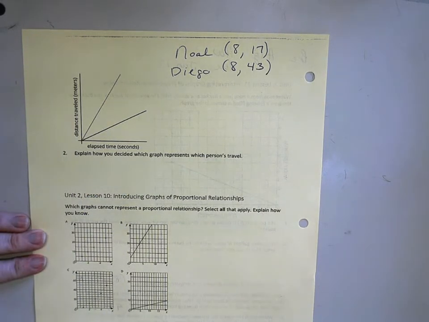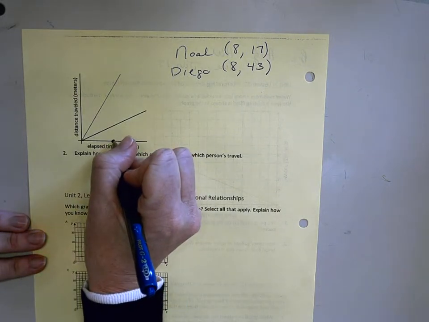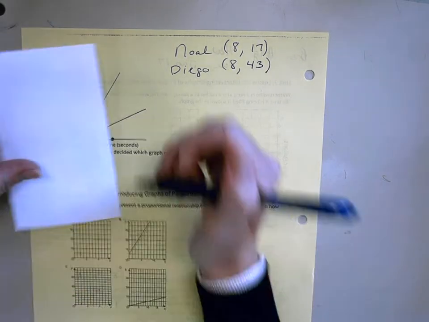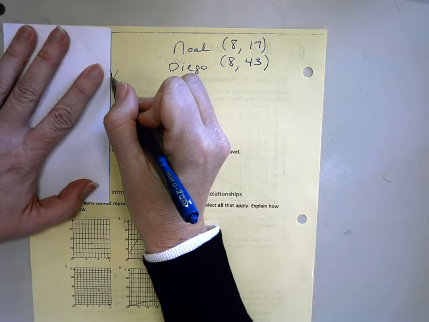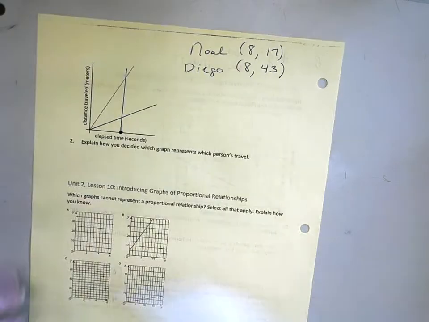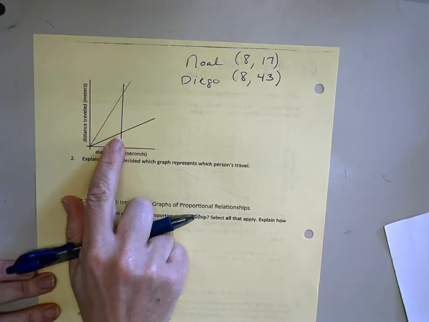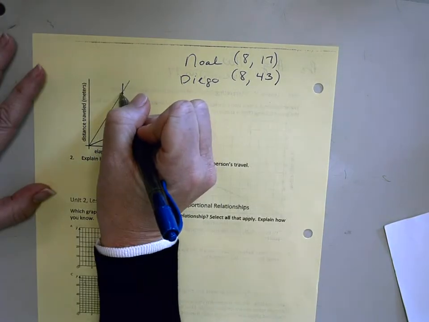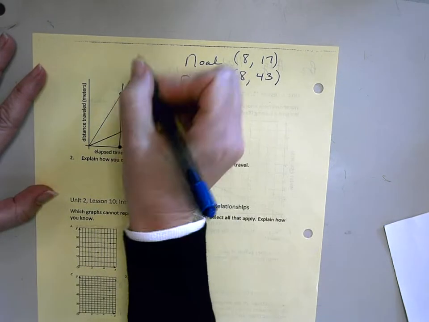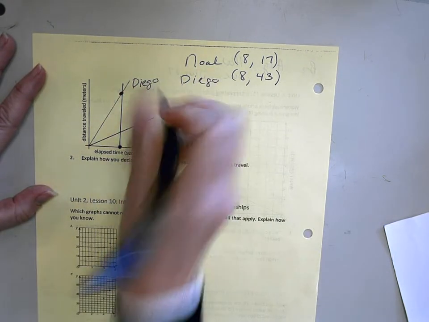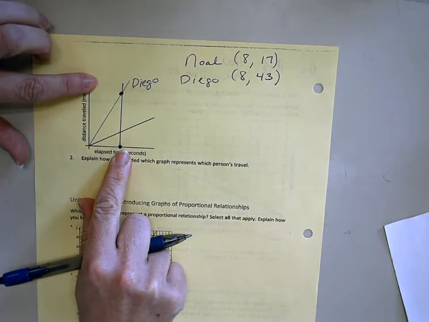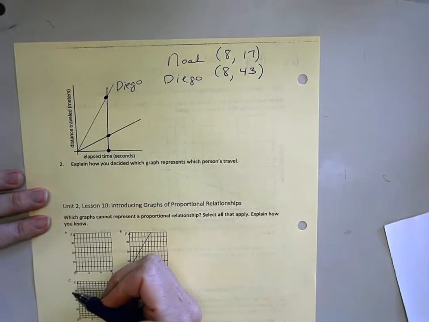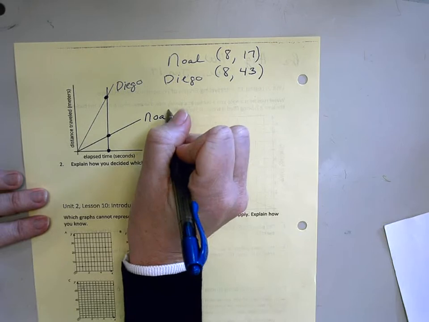Okay. What I do know, though, is if I were to pick a point and use my straight edge to extend that to intercept the two lines, at any point in time, this person has gone less far than this person. That means this line is going to be Diego, because at any period in time, his y value is higher than this person's y value. And our y value in this case is our meters traveled. So Diego, and then Noah.